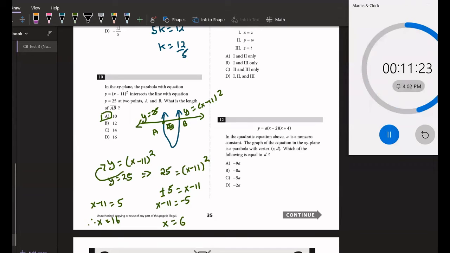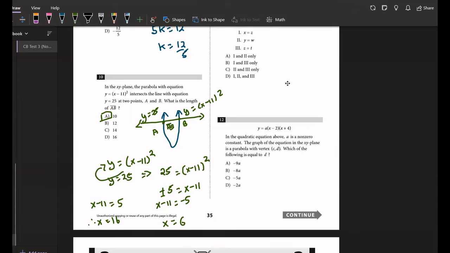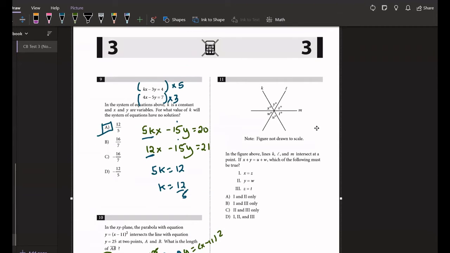Let's see the time. Okay, so we are still a little bit late, but we definitely made progress. So let's continue the way we are doing, right?